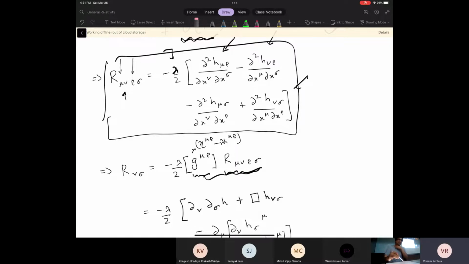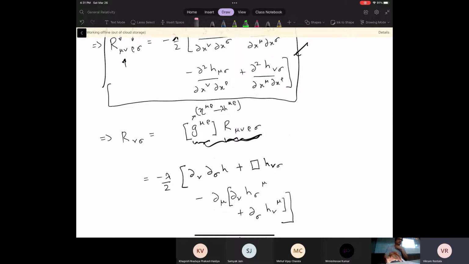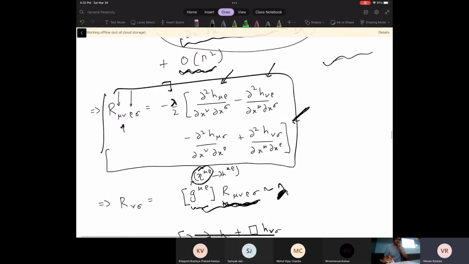Sorry, there's no minus λ/2 here. Okay, so this is what we want. And again, the Riemann tensor is already order λ. So for the inverse metric, we just have to raise and lower using η. We don't need to raise and lower using the full g. So we have η^{μρ} times this Riemann tensor, which we worked out here.